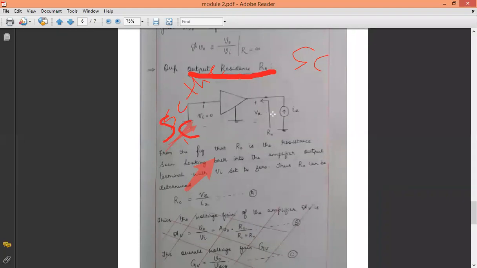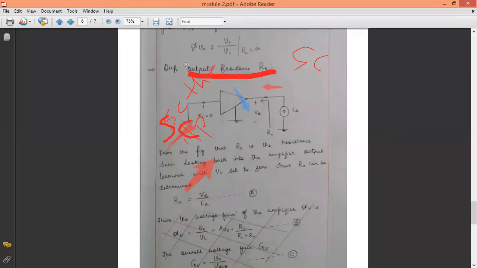And what we have to do? View the circuitry from the output. You have to stand here and view the circuitry from output. Before viewing the circuit, you have to connect an unknown voltage source Vx. Then you have to analyze.